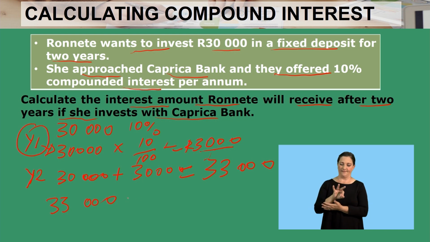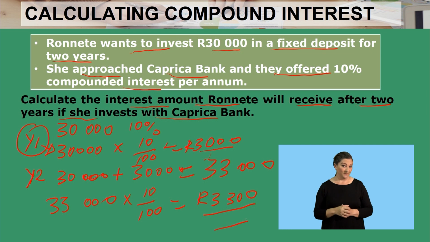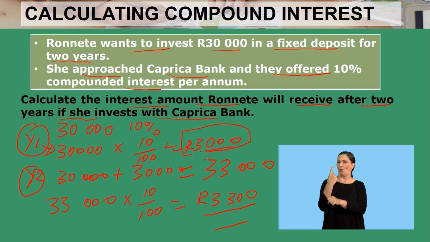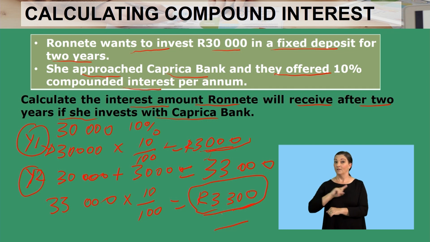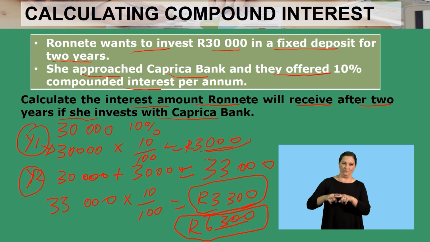So we'll say 33,000 multiplied by 10 over 100. What is the answer there? It becomes 3,300. So what is the answer here? We have to calculate interest for year 1 and interest for year 2. Interest for year 1 was 3,000. Interest for year 2 was 3,300. So the answer here is supposed to be what? 6,300. So that becomes now your final answer.